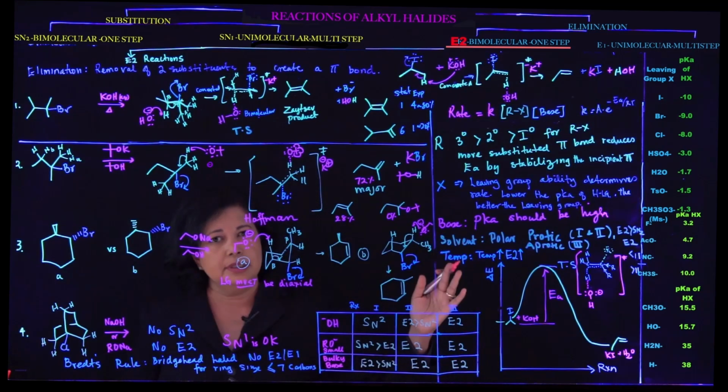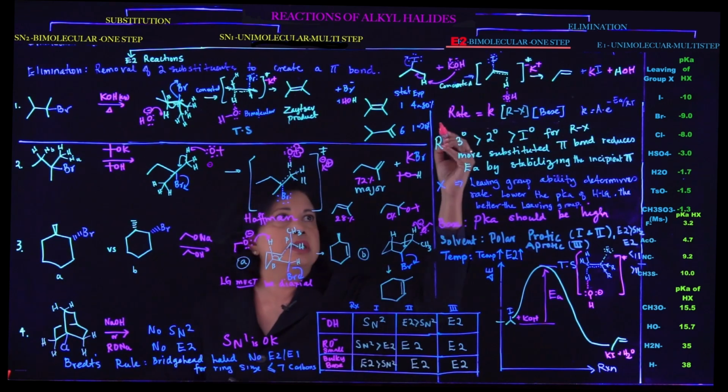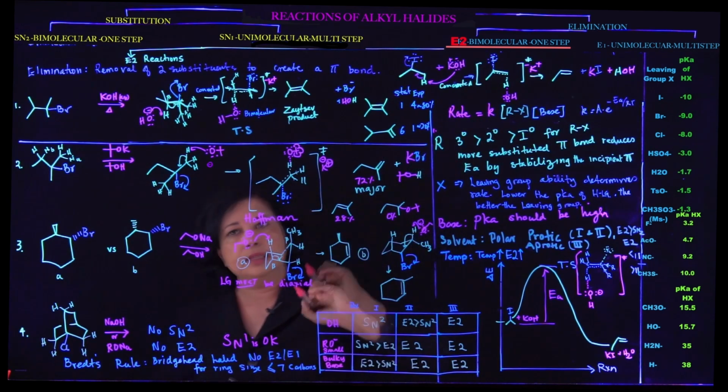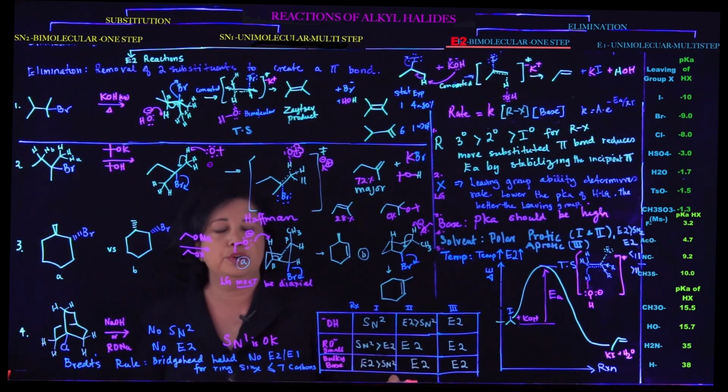In conclusion, I'd like to say that rates of E2 eliminations depend on 1, the substrate, 2, the leaving group, 3, the base, 4, solvent, and 5, temperature. There may be others, but we are just going to focus on this.